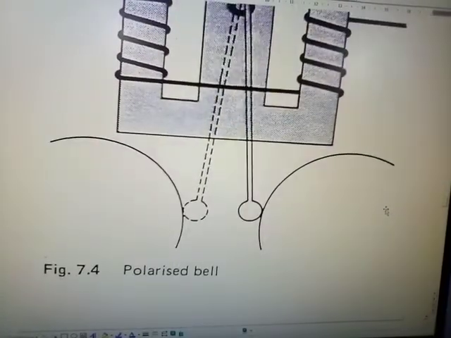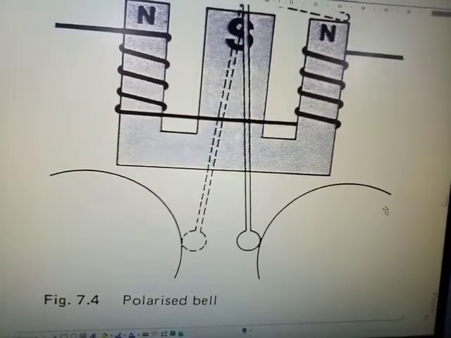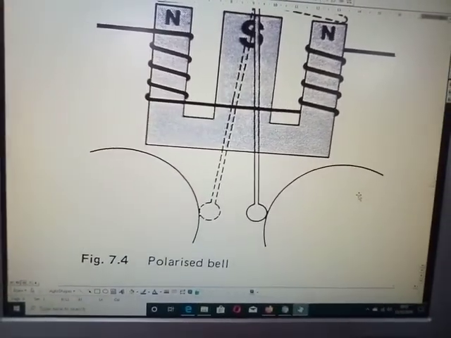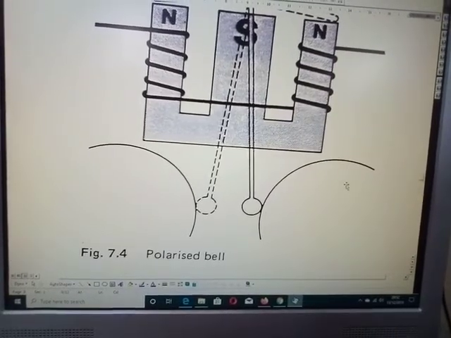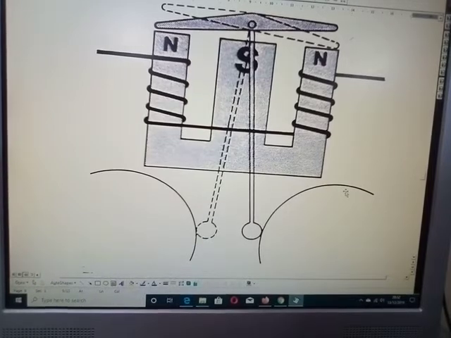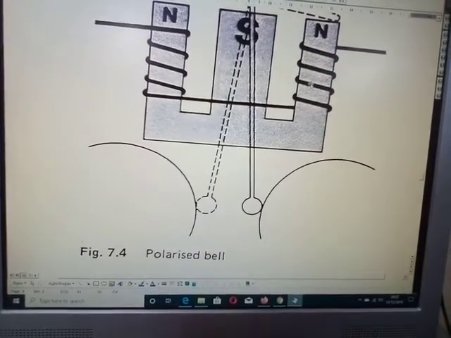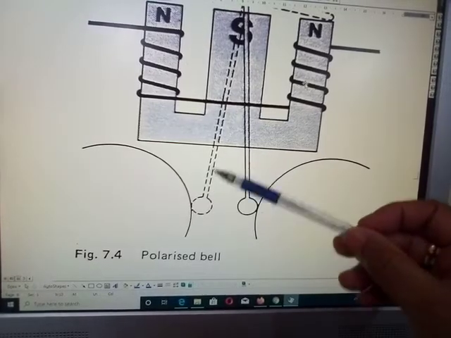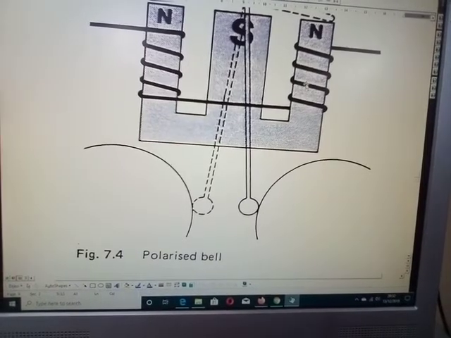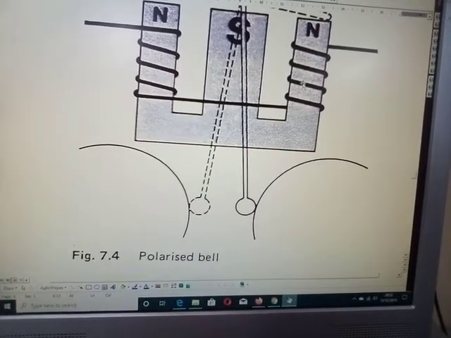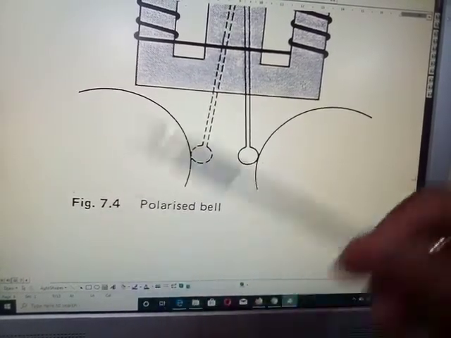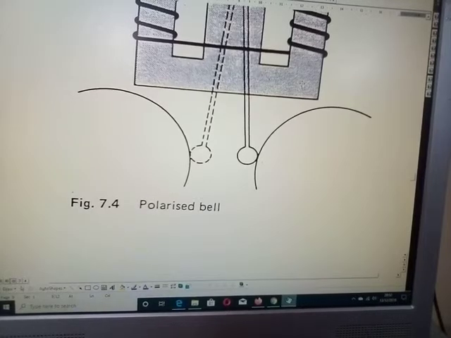And here we have 7.4, the polarized bell. Okay. And as you can see, it just trembles between each of these here. You can see the movement of it, and that shows the action between them. Okay, between these two, the polarized bell in action. Okay. And remember that 7.4, we spoke about it earlier, so look back at what it said in 7.4.